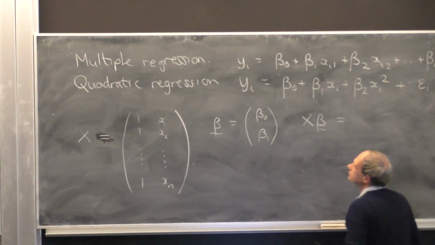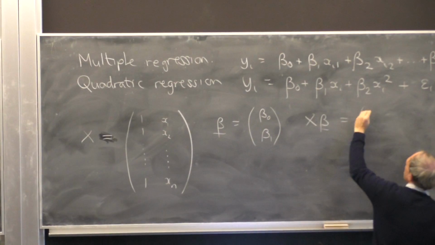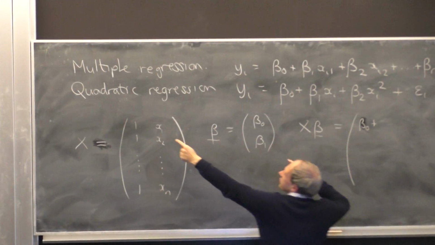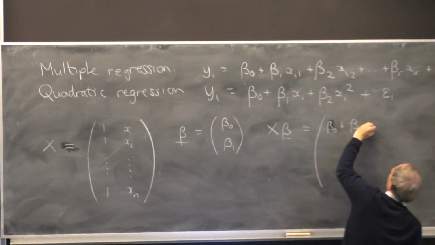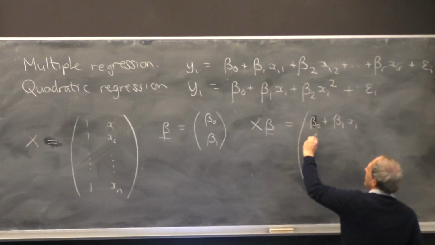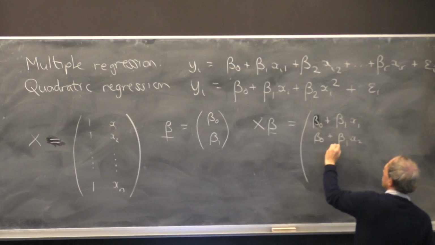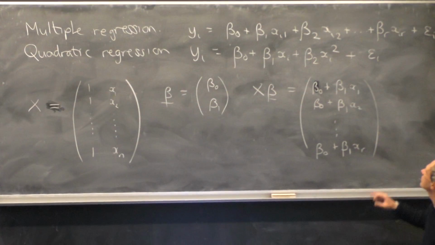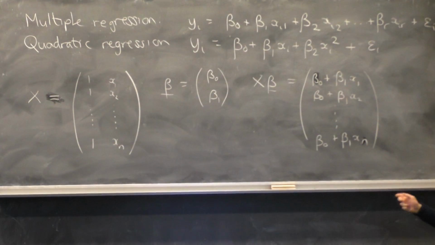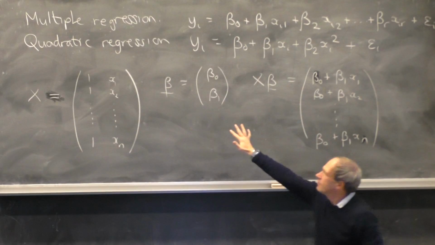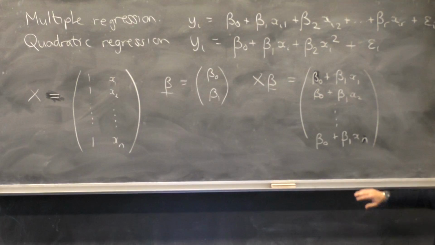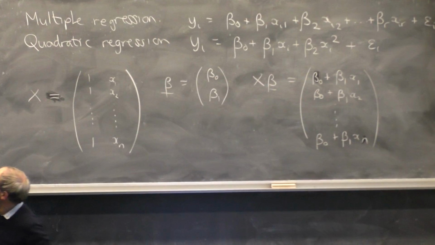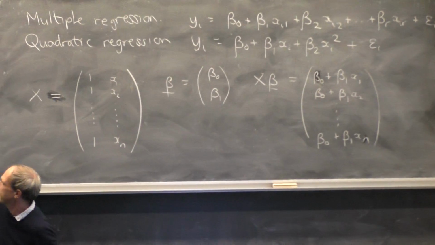Okay, so then the first row that you get is going to be 1 times beta naught, so you get beta naught, and then plus x1 times beta 1. So we get beta naught plus beta 1 x1. And similarly, for the next term we get beta naught plus beta 1 x2, and so on. We end up with beta naught plus beta 1 xn for the last term. Okay, so if we multiply the matrix X by this vector beta, we get this new vector whose terms are beta naught plus beta 1 x1, beta naught plus beta 1 x2, and so on. So in fact, they're exactly the terms that we were getting here, the linear predictor part of this, without the epsilons.